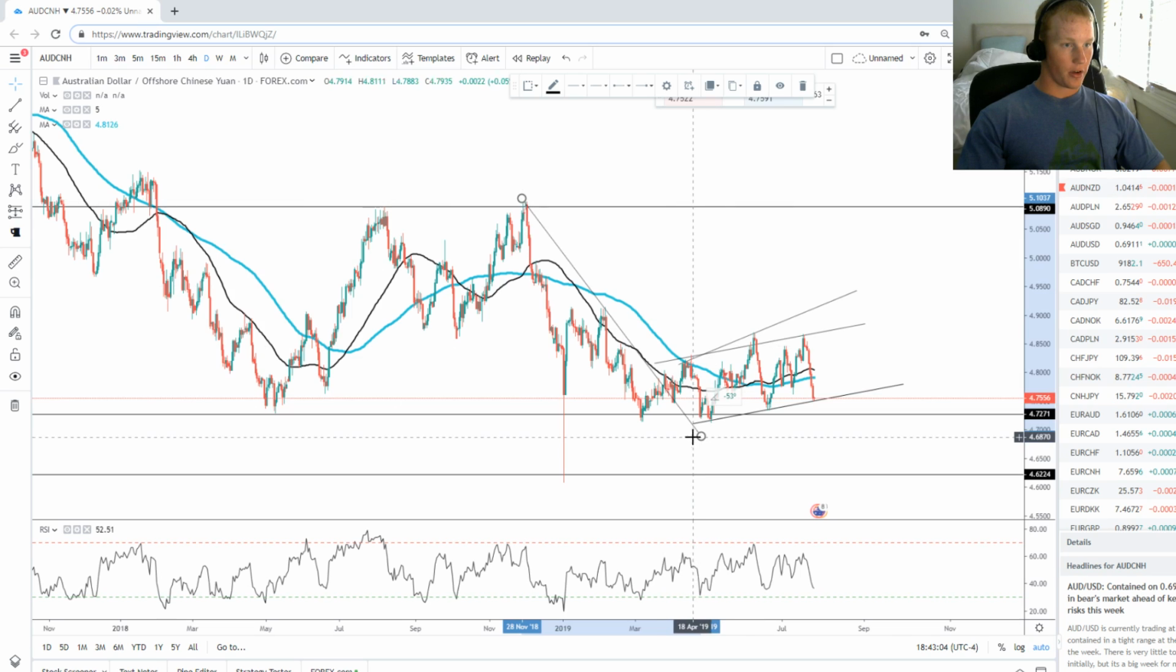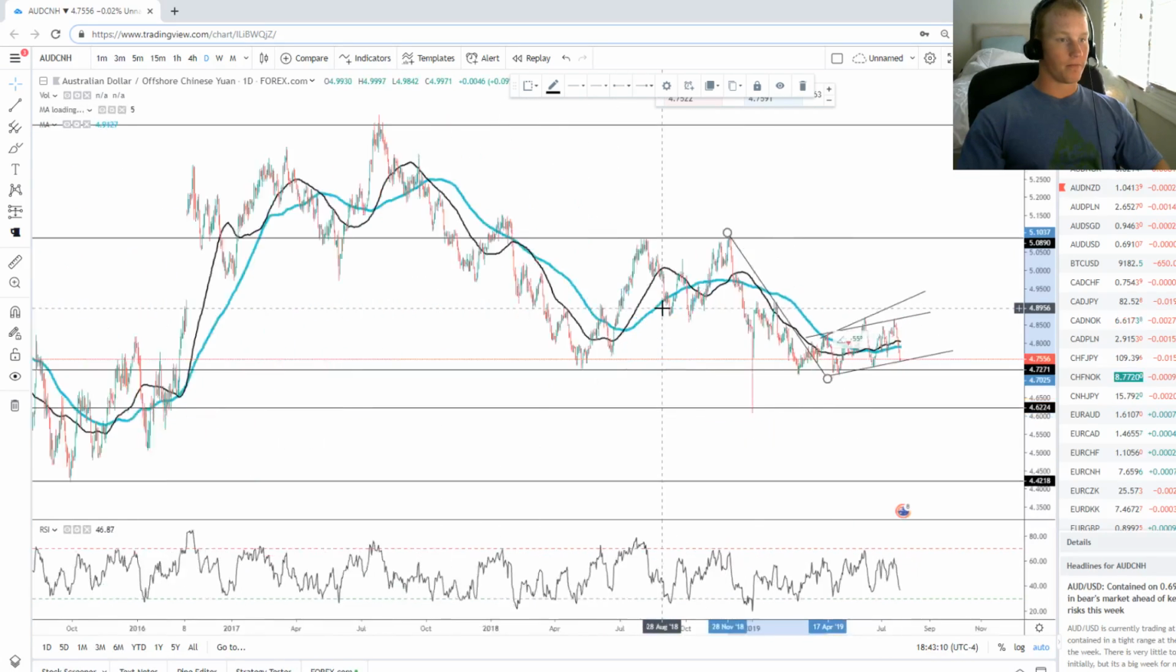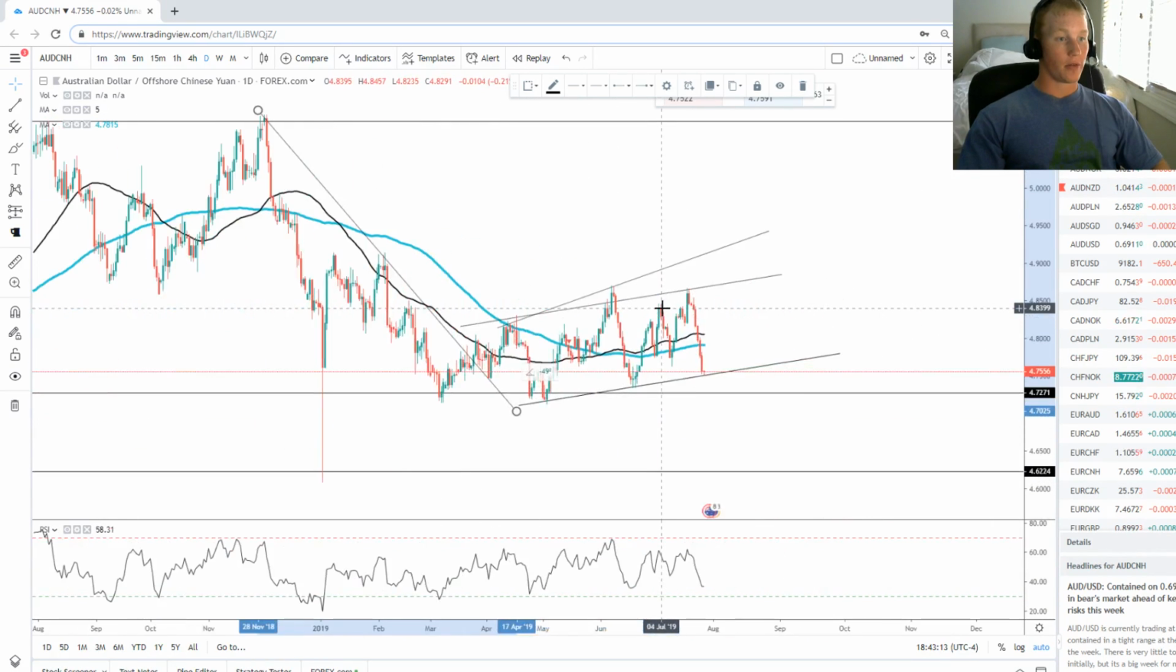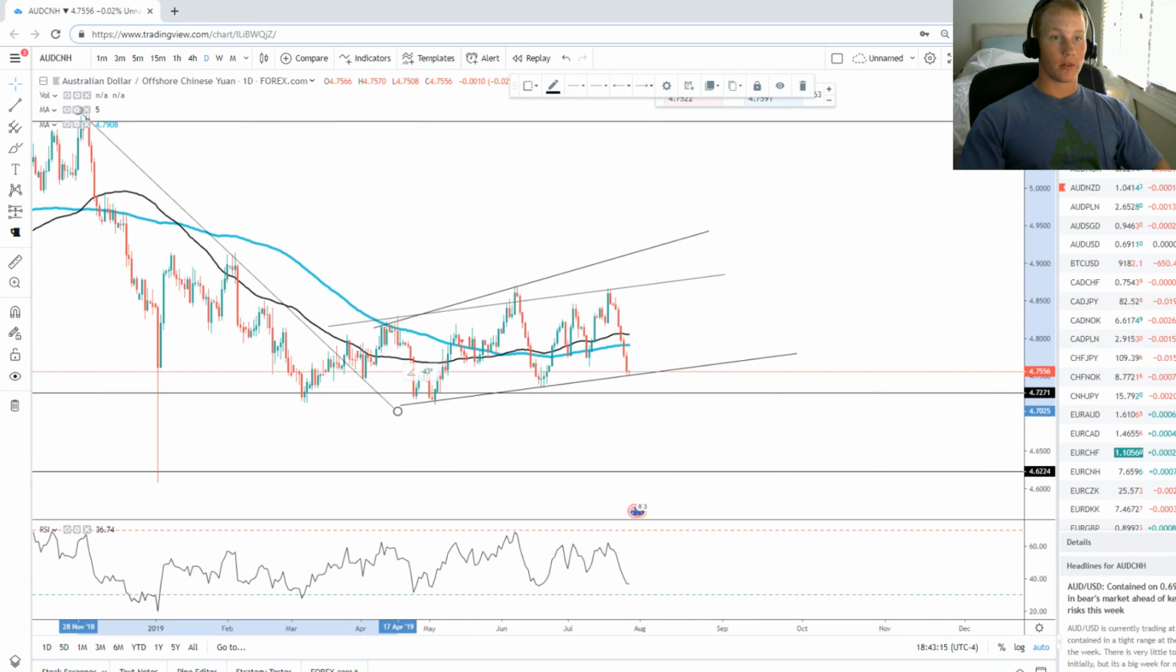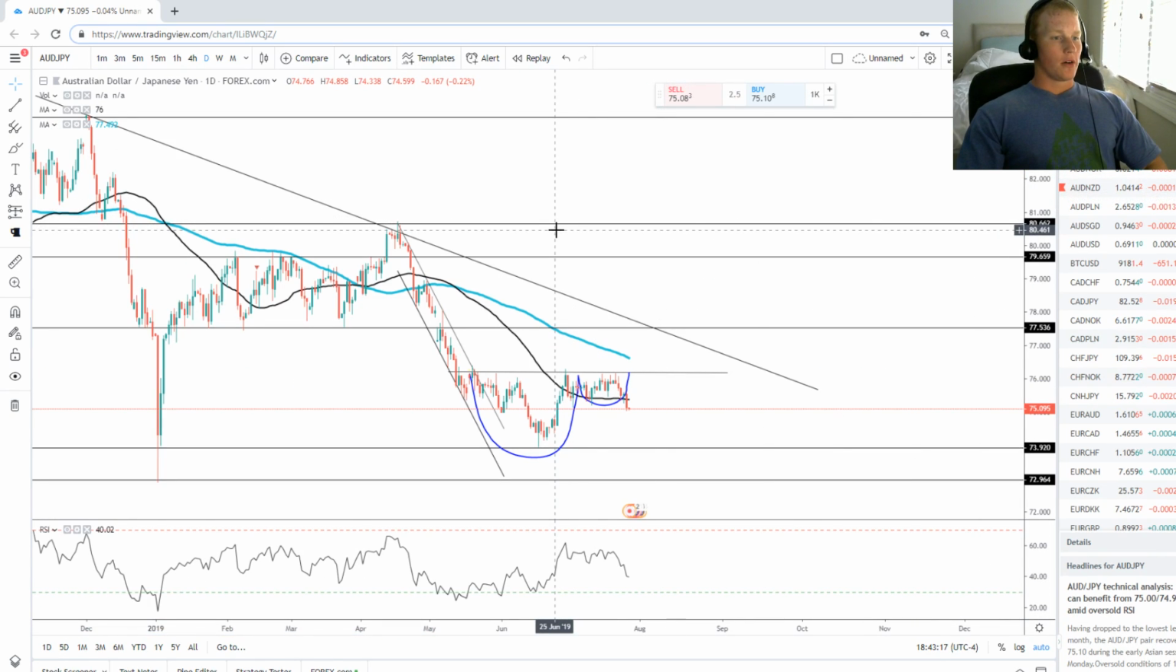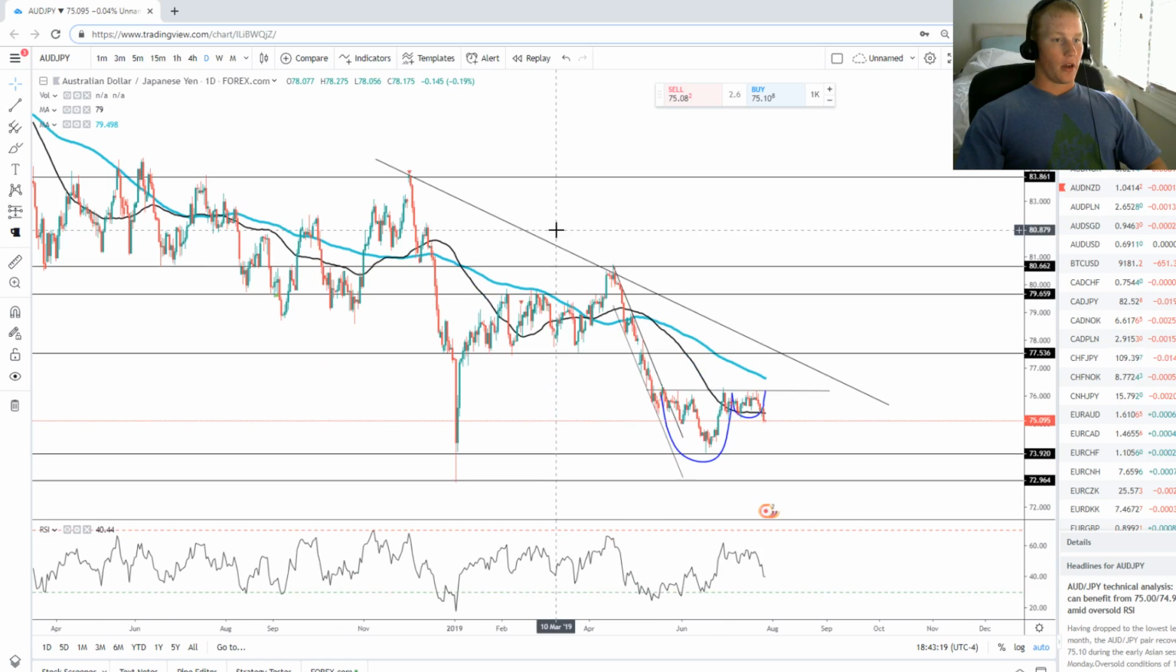See, we had this trend line down. That got broke. Price did retrace, moved up. Now it's consolidating. And I don't know where it's heading, to be honest with you. So, Australian dollar, Japanese yen. I thought we had an inverse head and shoulders, kind of a cup with a handle.